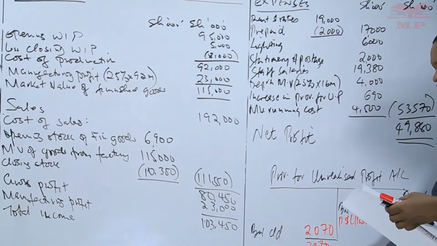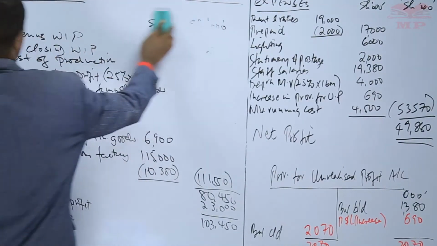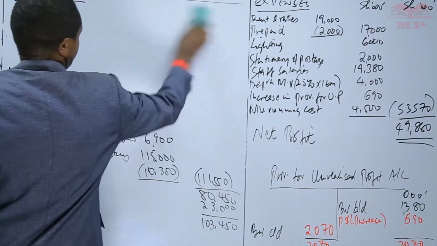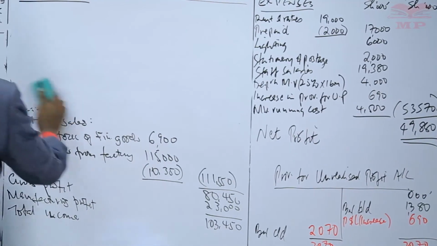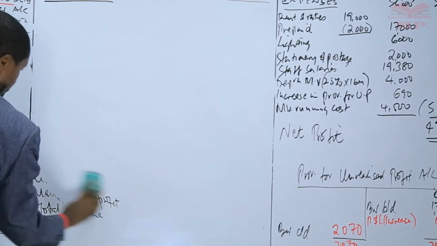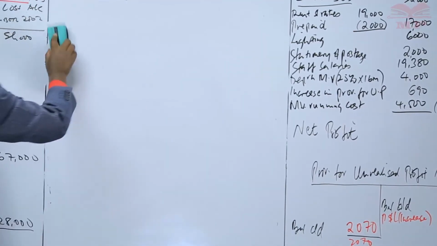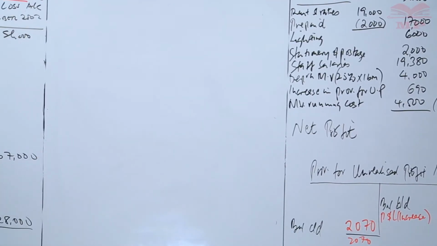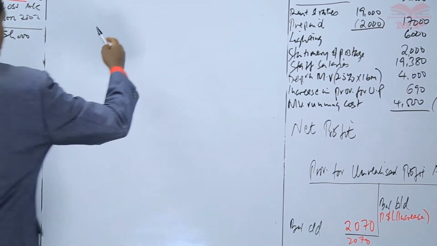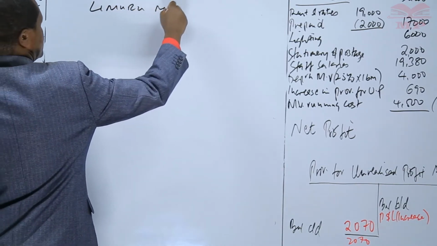So we can now do the part B, statement of financial position. That is part B, statement of financial position. So first we write the name of the company, Limuru Manufacturers.